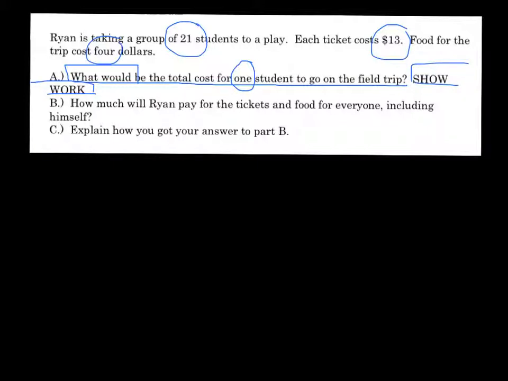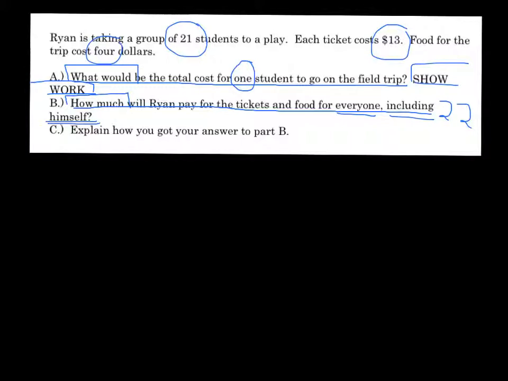Alright, let's look at B. No numbers to circle, nothing to cross out, so let's underline the question. How much will Ryan pay for the tickets and food for everyone, including himself? So how much is what we would box in. He has to pay for everyone, so that's important, including himself. I'm just going to write out to the side right here. There would be a total of 22 people going on this field trip, including Ryan.